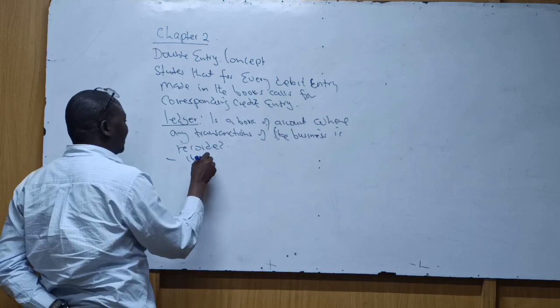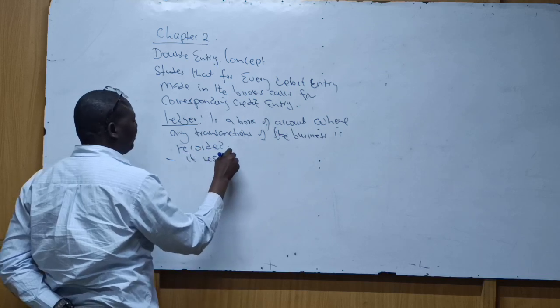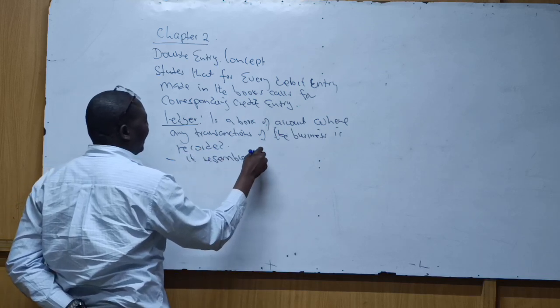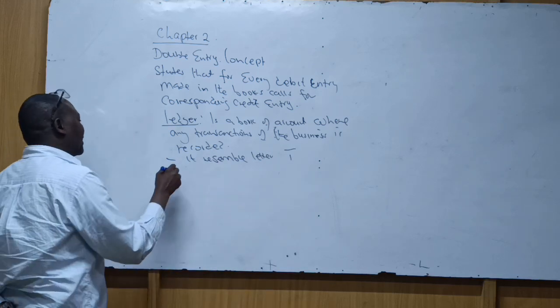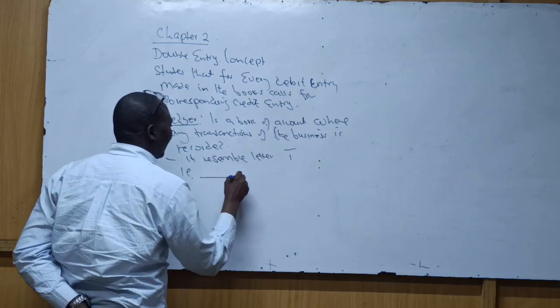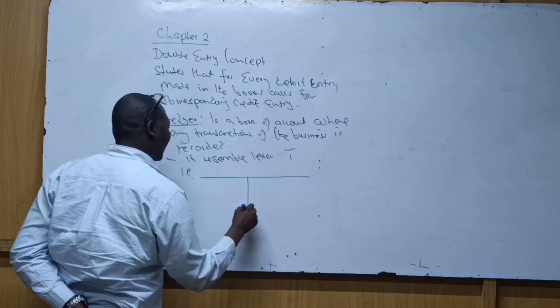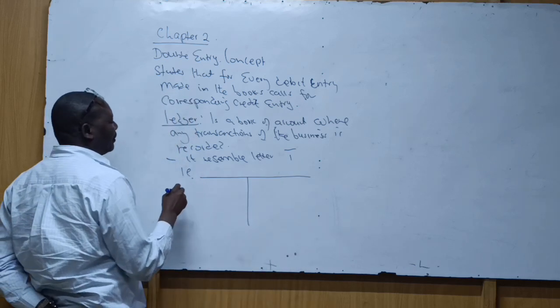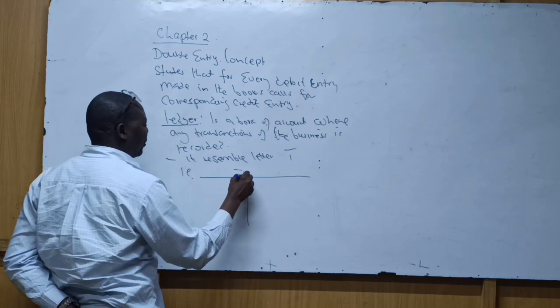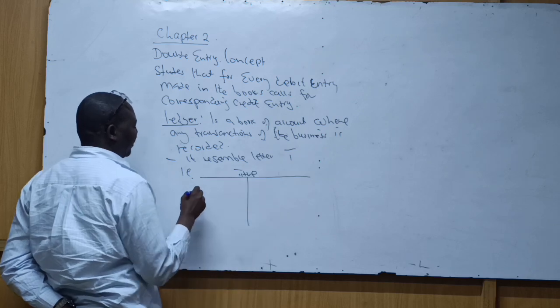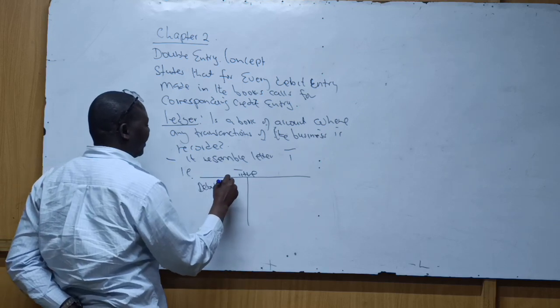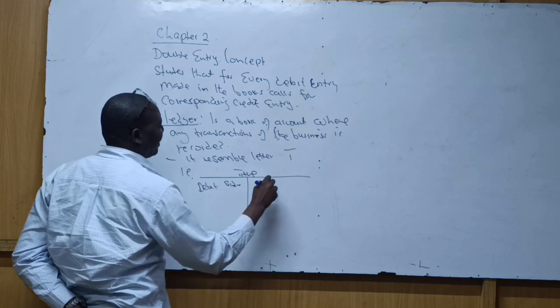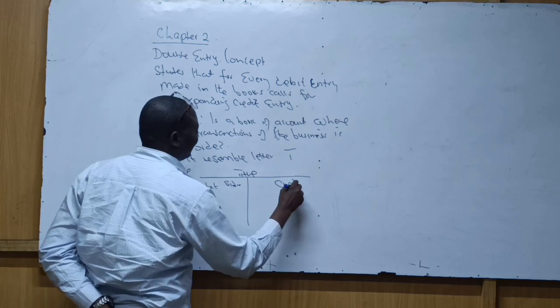It resembles the letter T, and that is what we'll have as a ledger. It has to have a title. This side is called the debit side. This side is called the credit side.